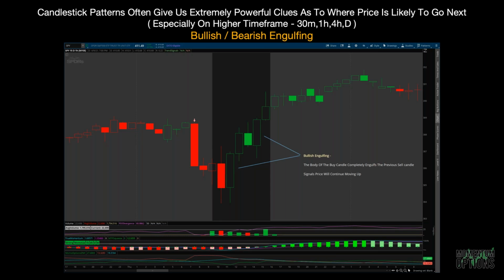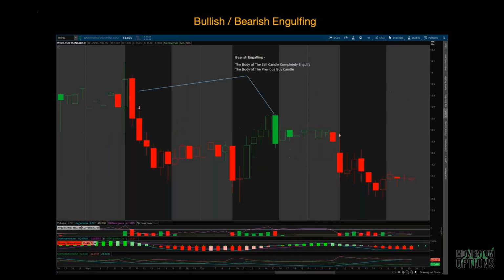And as you can see, these two buy candles are entirely bigger. The body is entirely bigger than the sell candle before it. And we can see that when this happens, the trend continues up afterwards. So we call this one a bullish engulfing candle. And again, it is very powerful. So start learning to recognize it.